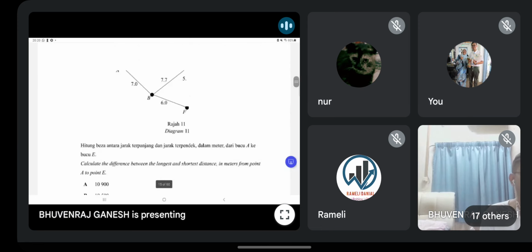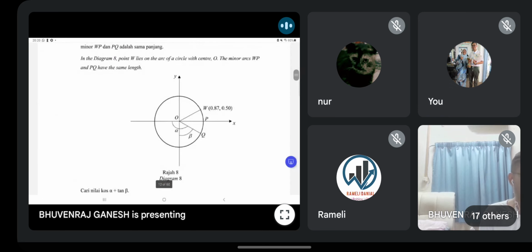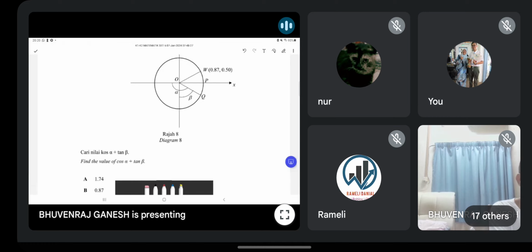Okay, saya pergi 12 dulu. Number 12. Let me see. Okay, 12. So they want to find cos alpha plus tangent beta. So sangat mudah, Ain. Very simple. Boleh tak kamu bagi tahu saya apa coordinate Q? What is the coordinate for Q? Kamu boleh guna info ni.